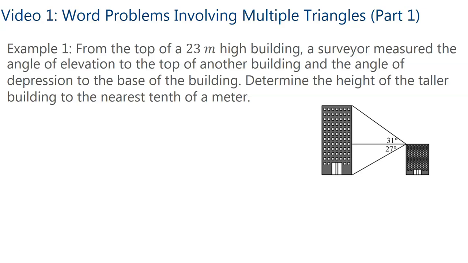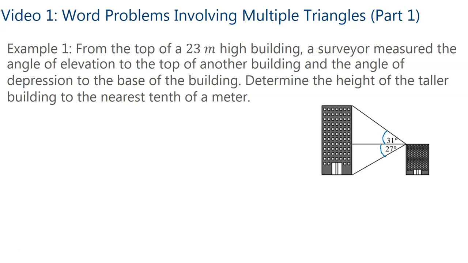So example 1. From the top of a 23-meter high building, a surveyor measured the angle of elevation to the top of another building, which is this angle here, and the angle of depression to the base of the building, which is this angle here. Determine the height of the taller building to the nearest tenth of a meter.